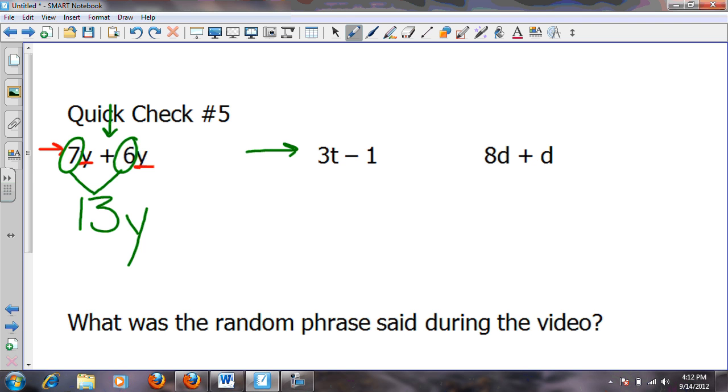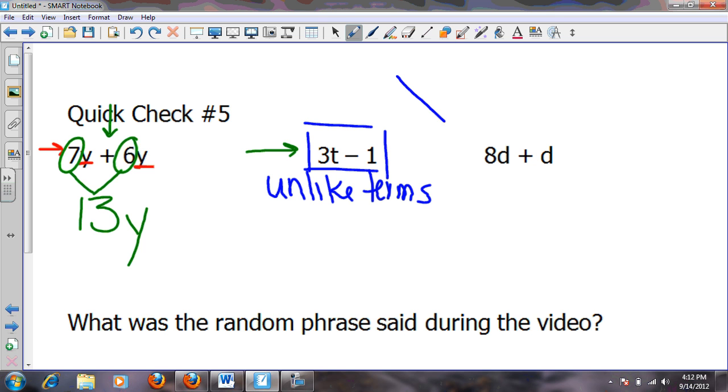What about 3t minus 1? How would I combine those? You're right, I can't combine them because they are unlike terms. It is already simplified as 3t minus 1.